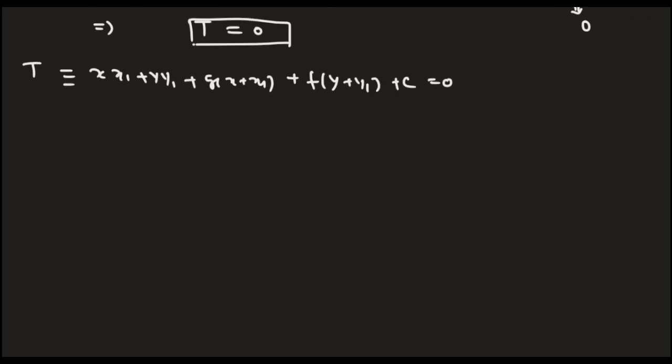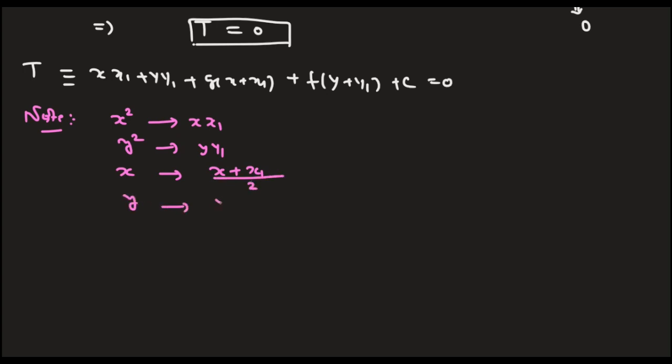So before applying, you should remember some things: when you write the equation of the tangent in the Cartesian form, always replace x square by x times x1. Y square you have to replace by y times y1. X is replaced by x plus x1 by 2, and y is replaced by y plus y1 by 2. Okay, and there is no change in the constant. Constant will be c only.